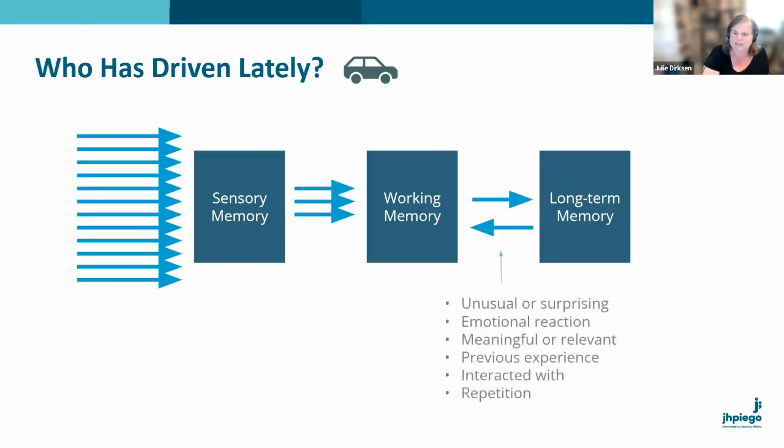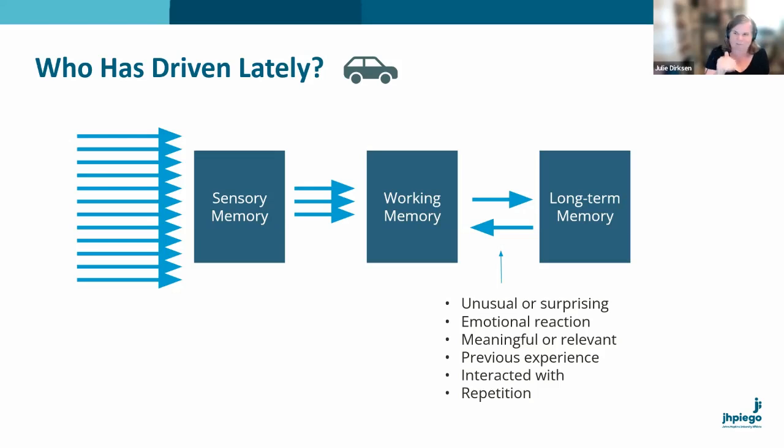But the ones that stick tend to have a few characteristics. They tend to be unusual or surprising, so a really beautiful electric car, or a really lovely BMW convertible, something that stands out. Emotional reaction too: a car you were mad at while you were driving, or where there is an accident, is going to provoke an emotional reaction. Or some car that's meaningful or relevant. Has anybody done the thing where you decide you're going to buy a particular type of car, like a Honda Accord, and then what happens when you're driving around?